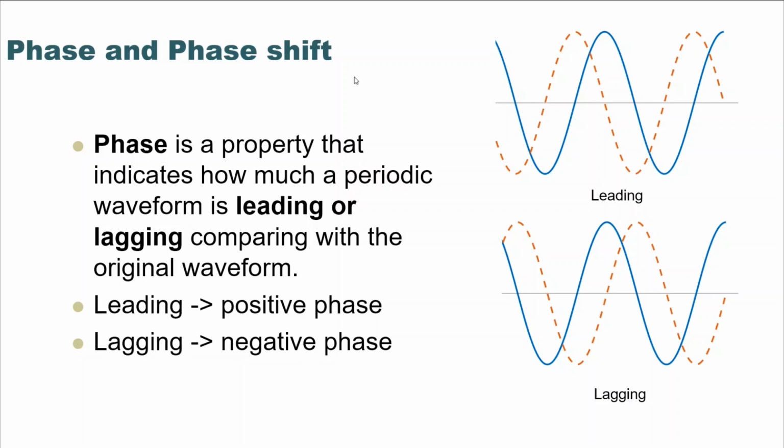Phase shift is when you have two signals, you choose one of them as the original one, and the phase of another one is called the phase shift corresponding to the original.